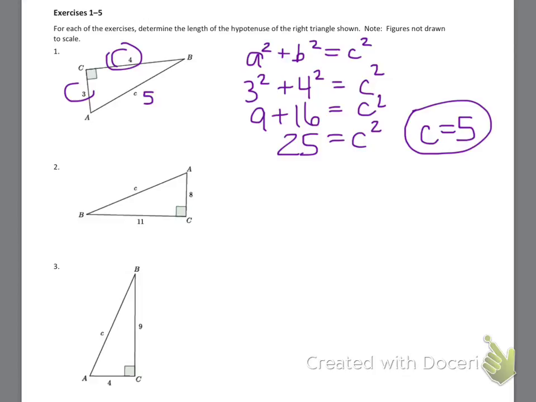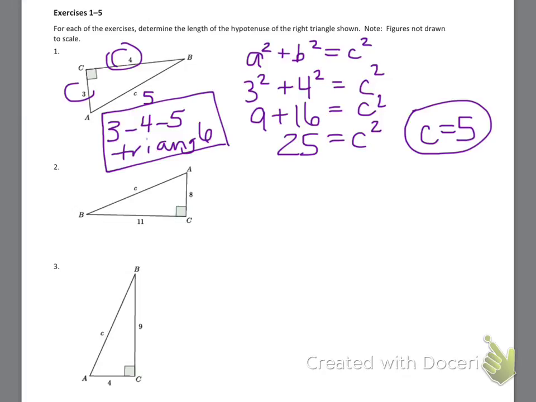This is a famous right triangle called a 3, 4, 5 triangle. It's used a lot in construction for getting angles of cabinets and concrete slabs or whatever square. I know that if I have a 3, a 4, and I make the hypotenuse 5, that this is going to be a right angle. So it's a 3, 4, 5 triangle, and those come up a lot. Okay, so let's look at number 2.